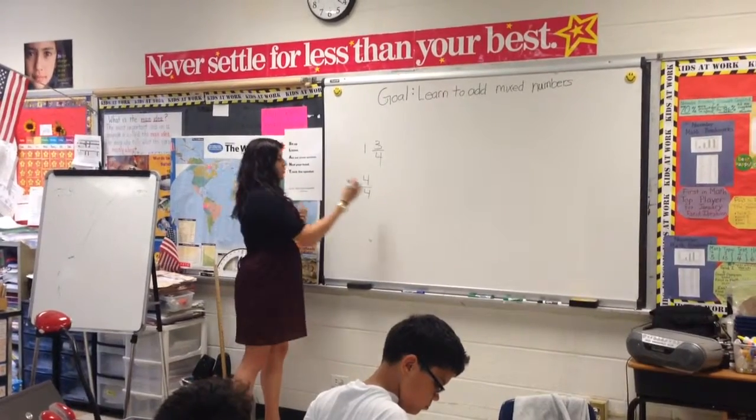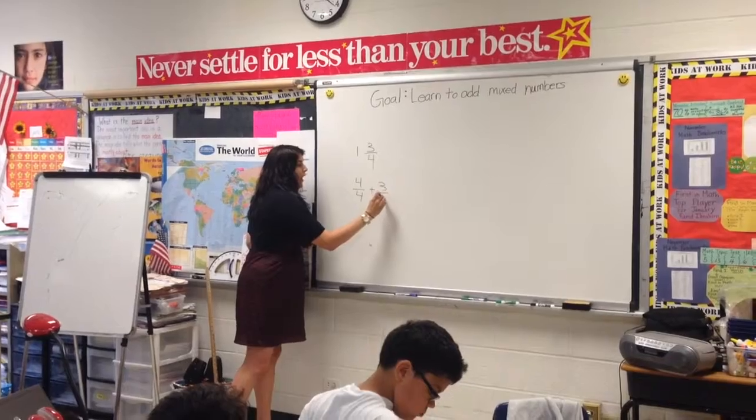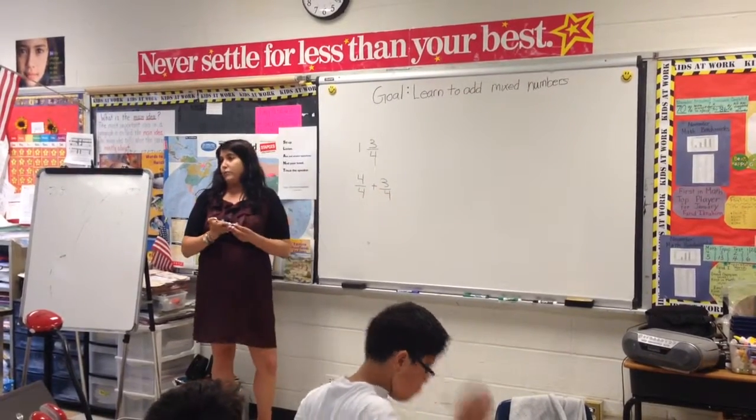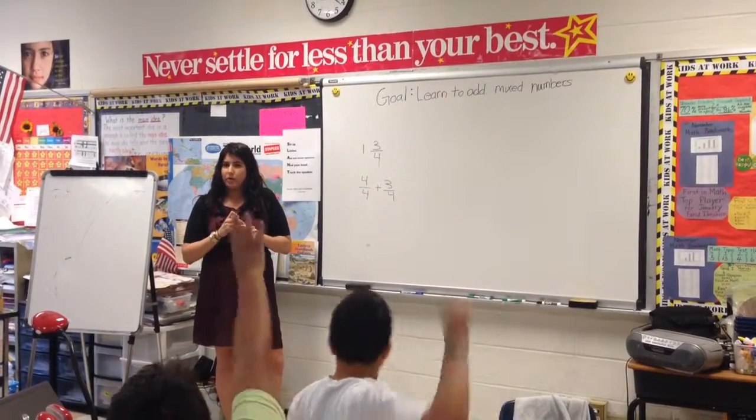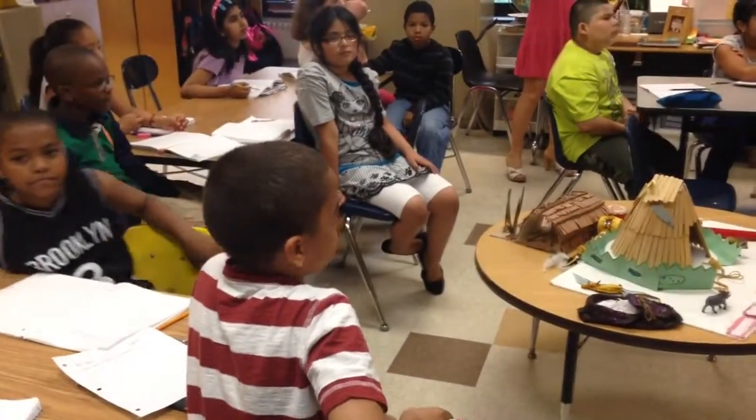4/4 plus 3/4. So we're already adding mixed numbers. Now, how do we add fractions? Does anybody remember? How do we add fractions? You add the numerator, but don't add the denominator. You don't add the denominator. So we keep the denominator the same.